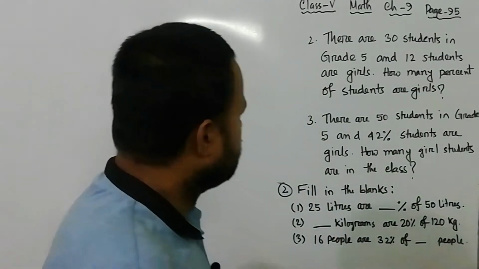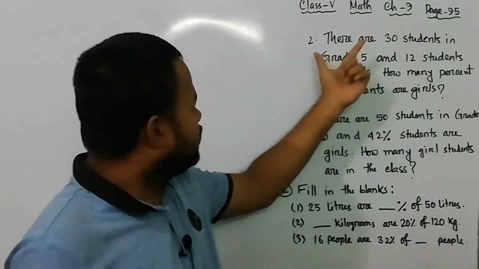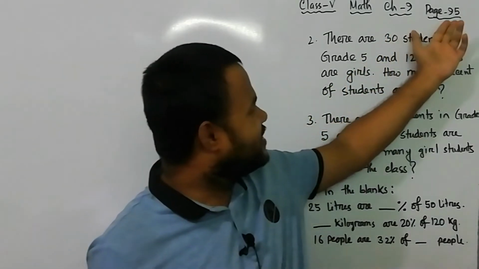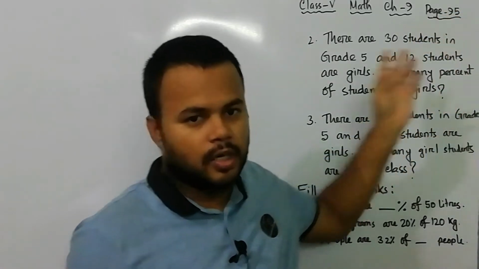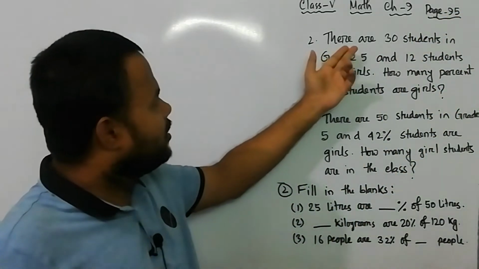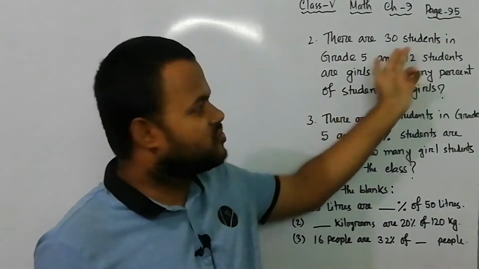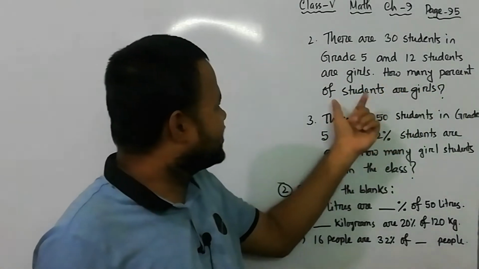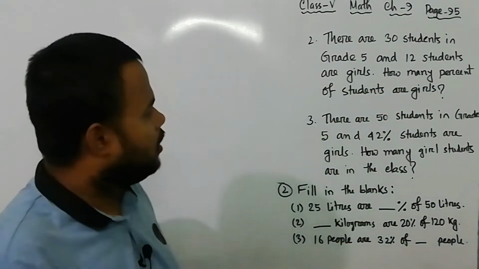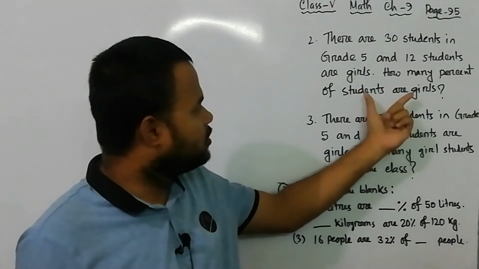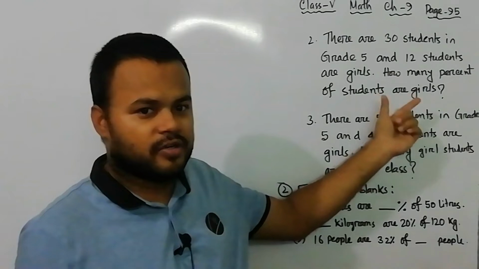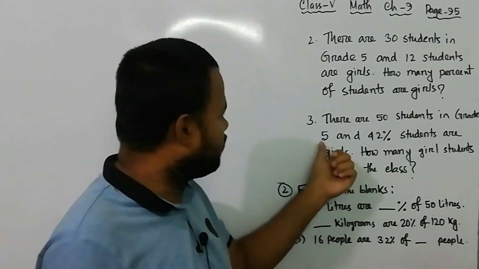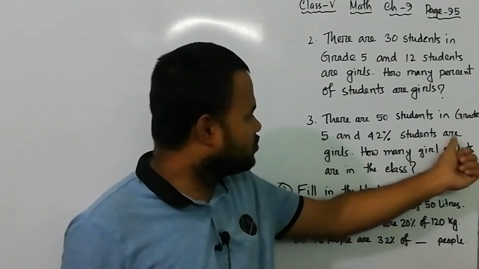Here I have written two questions and three fill in the blanks. These are from page number 95 of your textbook. Let's start with number 2. We are given that there are 30 students in grade 5 and 12 students are girls. How many percent of students are girls? Here you have to find out the percentage of girls.